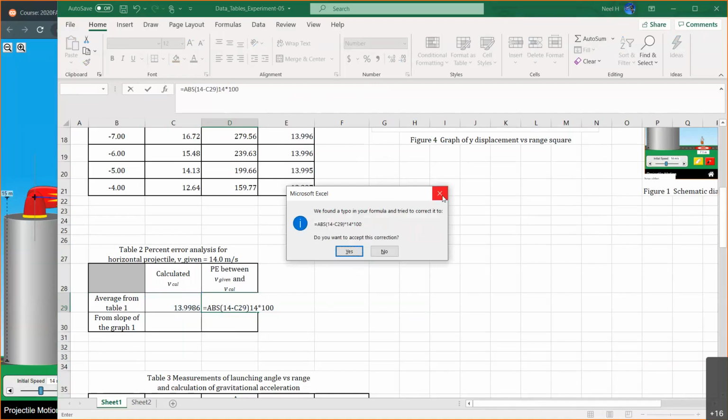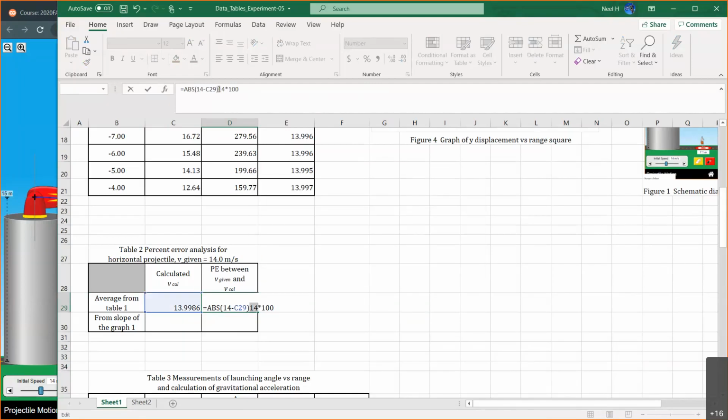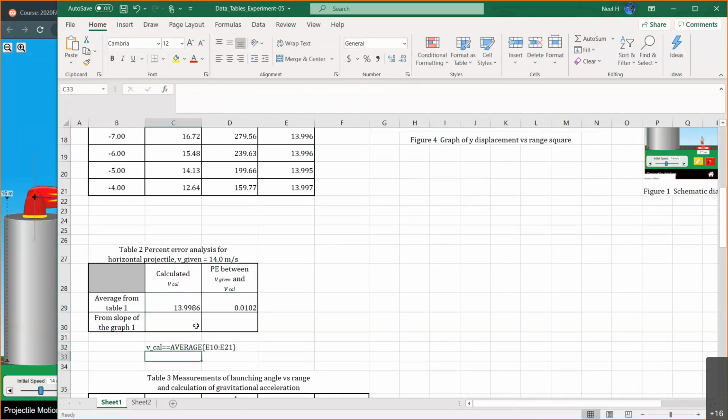Oops, I have one small mistake there. There should be a division sign there. Okay, let me copy paste those functions and then make sure you collect all these functions and add them at the very end of the lab report, that is the appendix C. Okay, most people are now doing it, but not everybody. So this is the calculated function, and then this is the percentage error function.